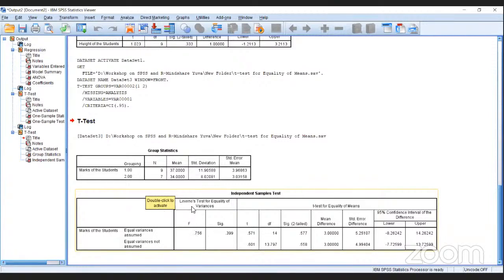When you want to do the t-test for equality of means, you need to remember the variance test for equality of variances. It will give you the results for this one. If it is not significant only, we need to consider the assumptions given here: equal variances assumed and equal variances not assumed. We assume the data has equal variance, so we need to consider the first one.